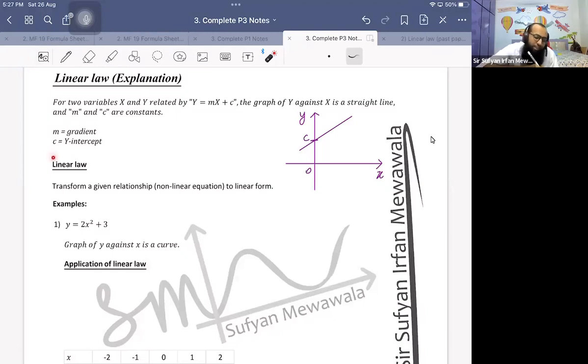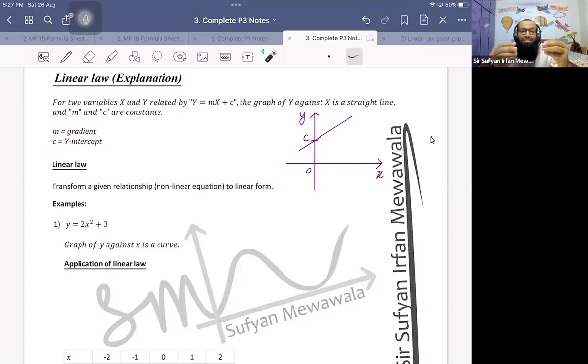Now what do we actually have to study in the topic linear law? The linear law tells us that if we have been given a non-linear equation, which is an equation that is not actually linear, then even if we plot it, we will see a curve and not a line. If we are plotting a linear equation, a straight line is made. But if we are plotting a non-linear equation, then a curve is made.